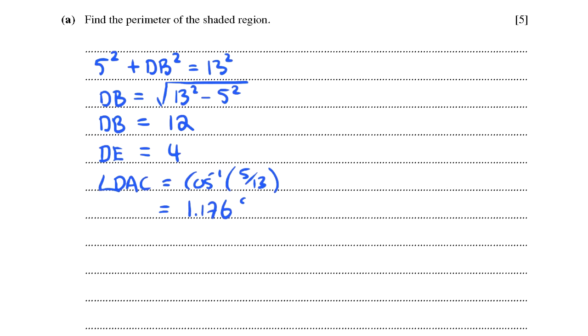And we can find the arc length. Let's do that. So DC is going to equal r theta, which is going to be 5 times 1.176. So arc of DC is approximately 5.88. Moving on, we need arc length EC.